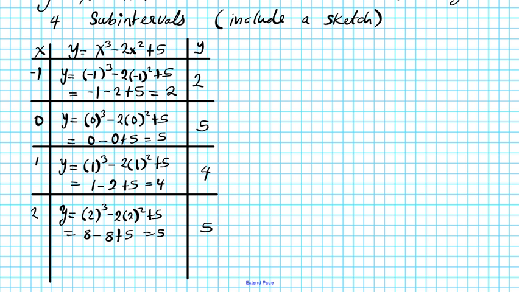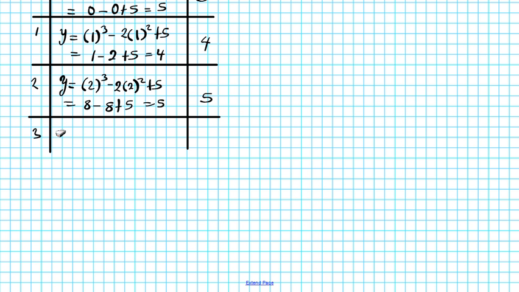And then last but not the least, we're going to use 3. So we'll plug in 3, calculate the output. We have y equals 3 to the third minus 2 times 3 squared plus 5. That's going to give us 27 minus 3 squared. 3 squared is 9. 9 times 2 is 18, plus 5. And if you work that out, you get 14. So our output here is 14.